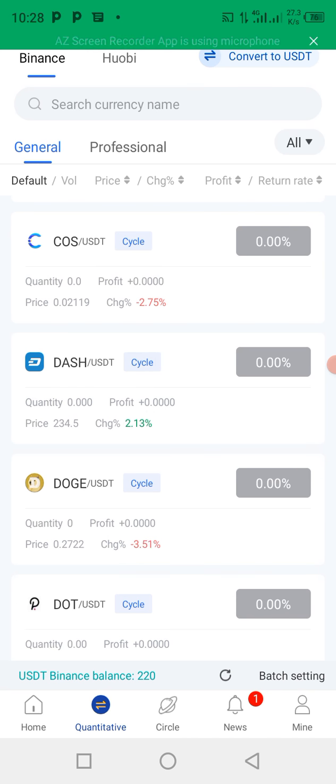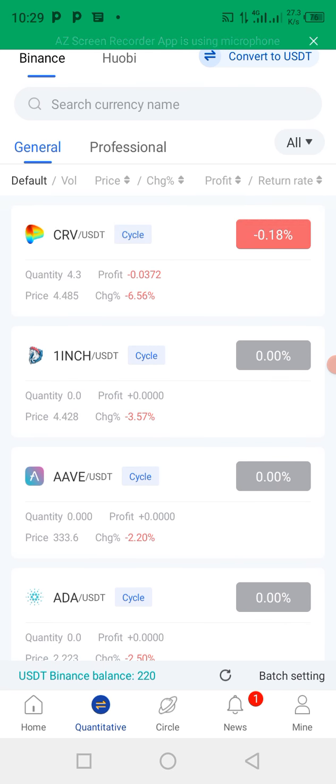the trade has begun. When you scroll, you see that CRV is on cycle and is already trading for you. So you can see minus 0.03. This is how it can stay to enter profit. And when it enters profit, it gives you 1.5% of the amount you first buy, which is $20. It has bought $20.